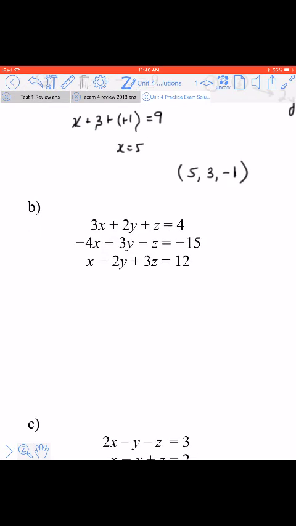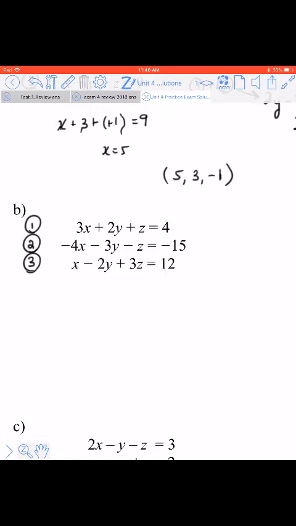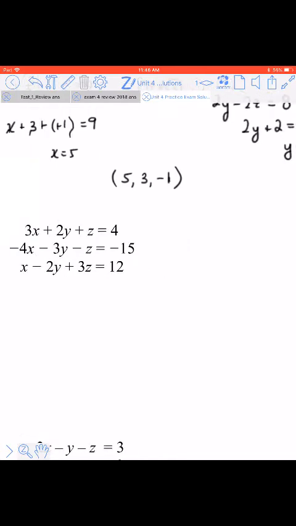Okay, part B, I'm going to try this in a similar way. I'm going to number these equations. So equation 1, equation 2, and equation 3. So just looking at it, I noticed that I can eliminate y here from equation 1 and 3 if I add those together. So I'm going to add equation 1 to equation 3. So if I add here and here, I'm going to get 4x. If I add equation 1 and 3 there, the y's cancel. If I add here and here, I get 4z.